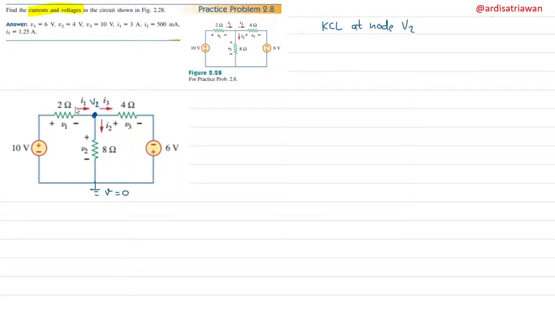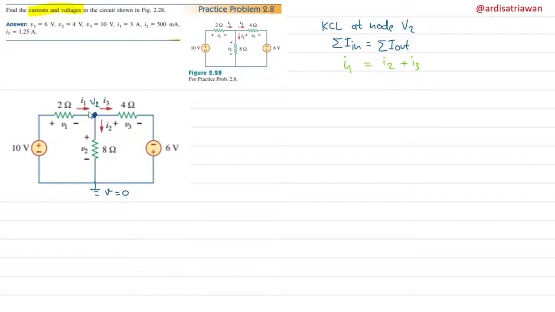Okay, now we have given the direction of the current. So let's see what KCL does. KCL says that the sum of the current that goes in is equal to the sum of the current that goes out. The only current that goes in is I1, so let's rewrite that I1. And then the current that goes out is I2 and I3, so I'll have I2 plus I3.